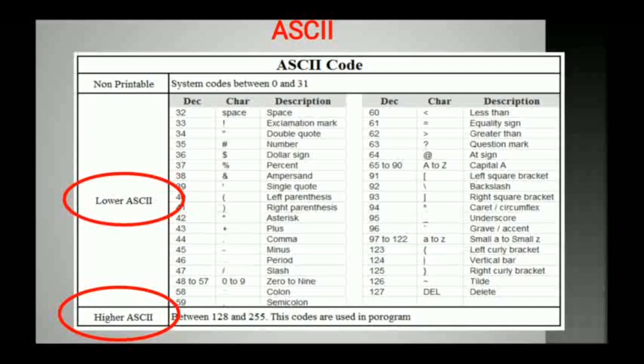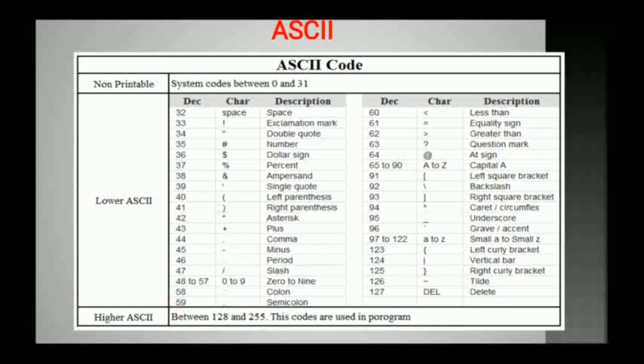And the last is the higher ASCII code. The higher ASCII code is between 128 and 255. This code is specially used in programs. This portion is programmable and the characters are based on the language of your operating system or the program you are using.